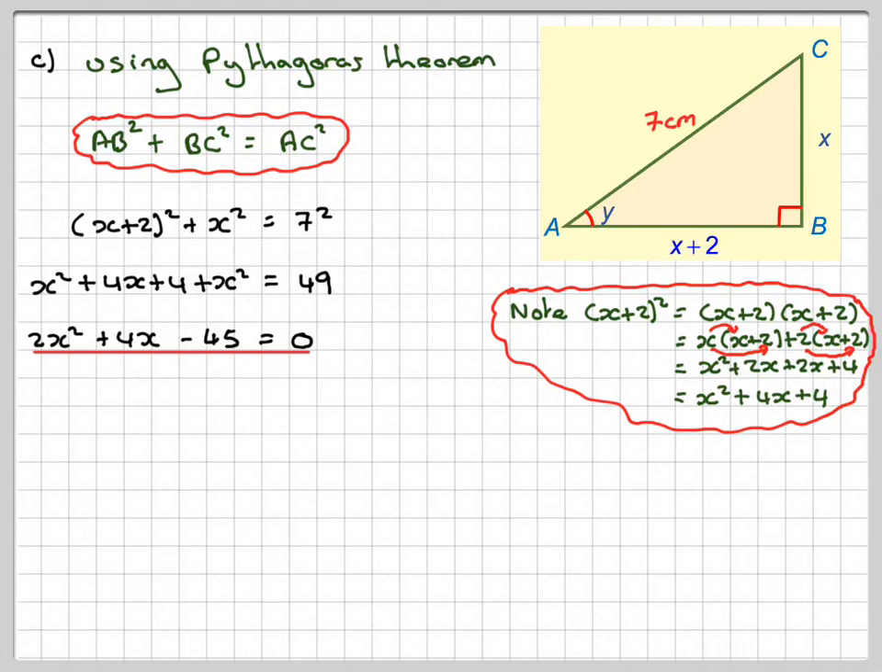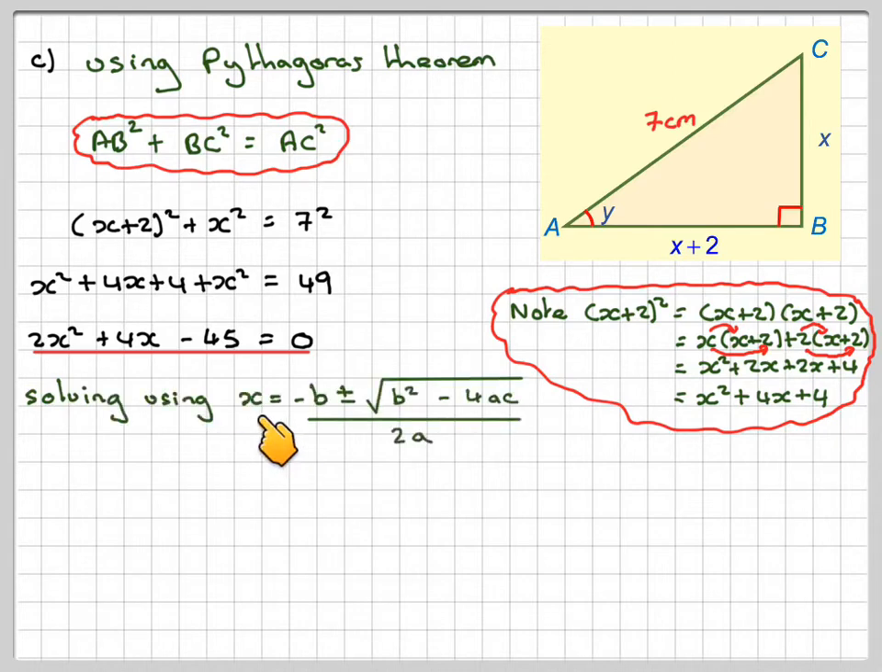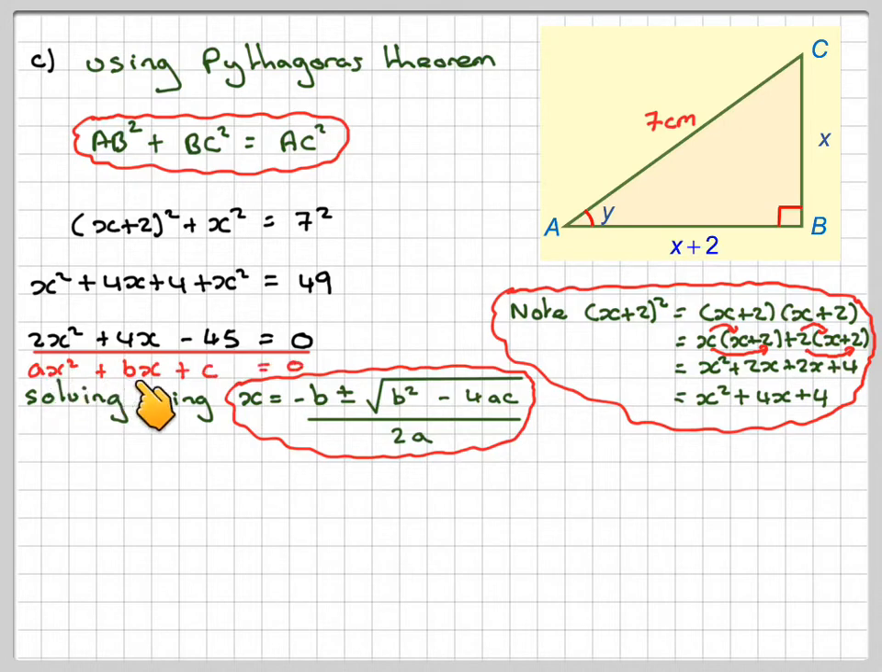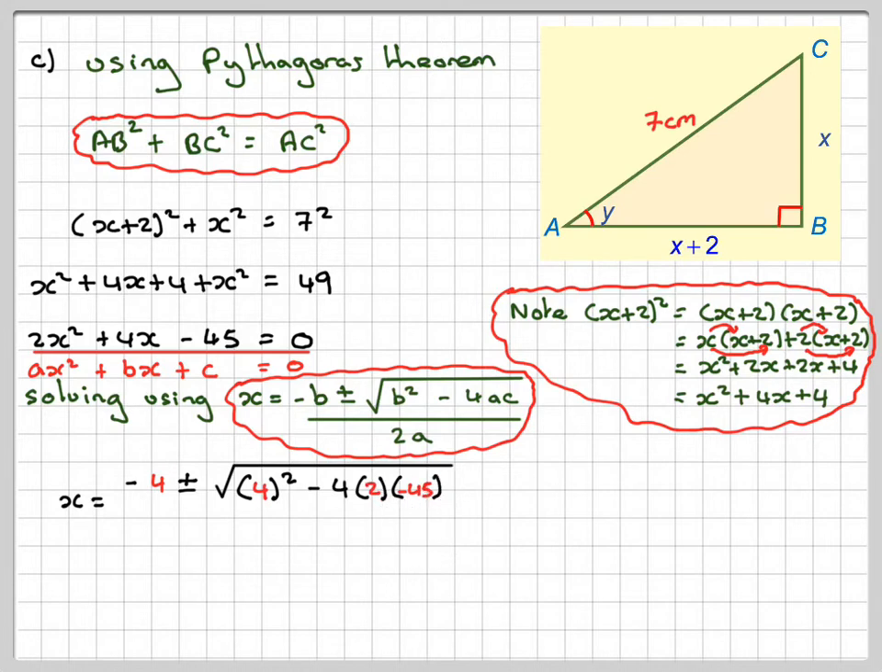You're then told to solve it, giving your answer to 2 decimal places, so that's a big hint. You should solve using the quadratic formula. So x is equal to minus b plus or minus the square root of b squared minus 4ac all over 2a. So we've got ax squared plus bx plus c is equal to 0. So a is 2, b is 4, c is minus 45. So x is going to be equal to minus 4 plus or minus the square root of 4 squared minus 4 times 2 times minus 45, all divided by 2a, so it's 2 times 2. So make sure you substitute the correct values in.